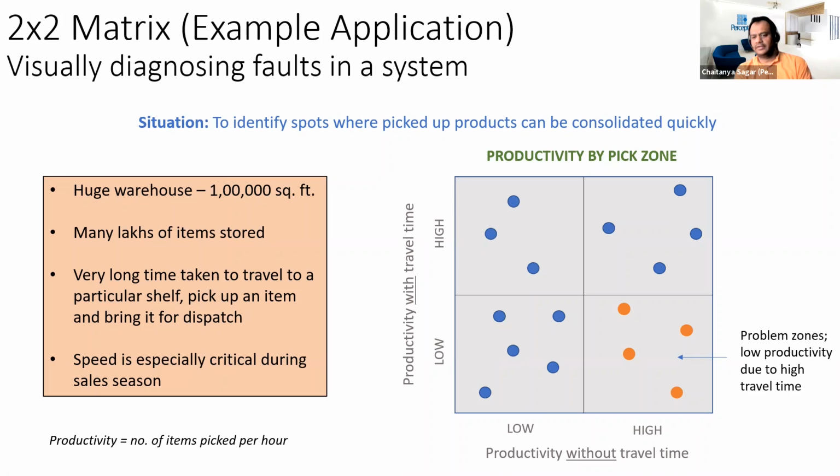No, so thank you. What I'm trying to understand is, essentially we are trying to measure and reduce the travel time. That's what we are trying to do, right? So we are trying to just identify spots where this travel time is high.